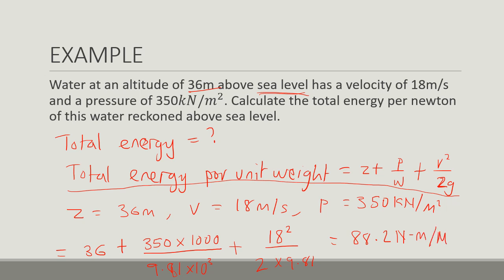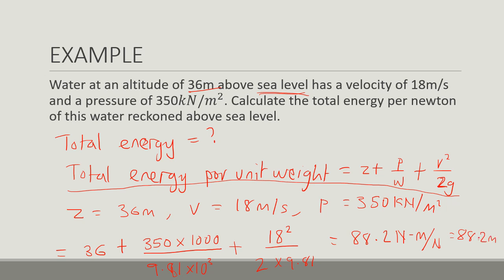You can wonder, why didn't I just write, sorry, Newton meter per Newton, not per meter. Newton meter per Newton. Some people write it like this and some people just write it in meters. It is the same thing as 88.2 meters.